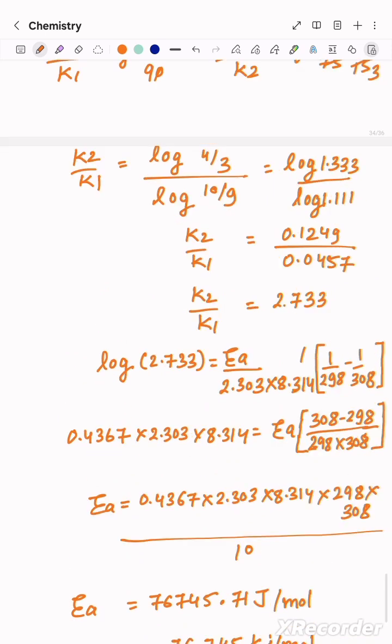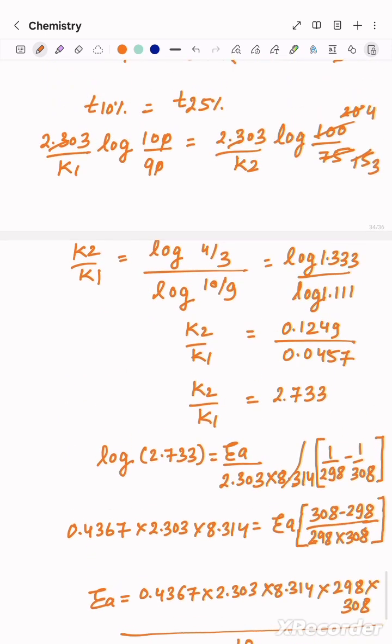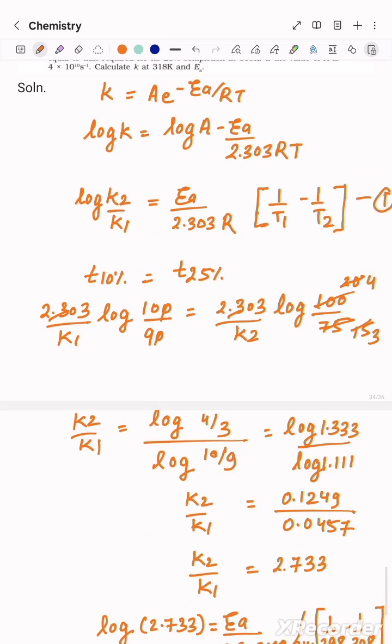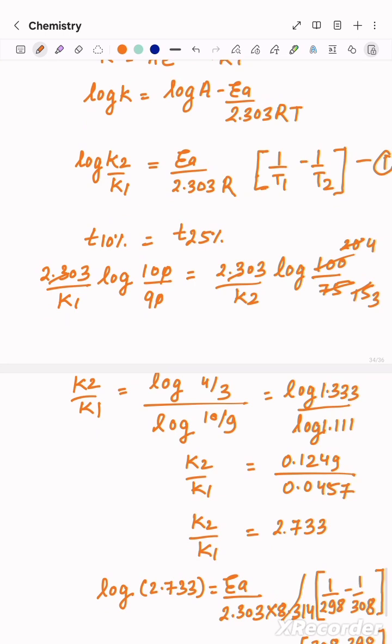So from this we calculate the EA value and K2 by K1. First we calculate the K2 by K1 value from the time of the first order reaction, and then we calculate the EA value. Now we put all these values, the EA value, in this equation.